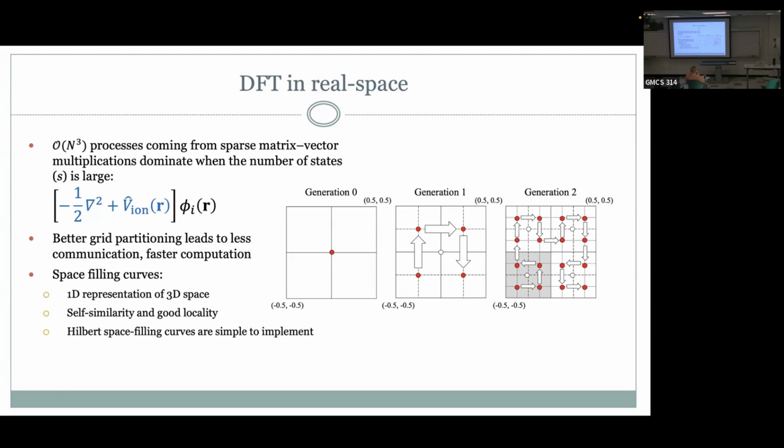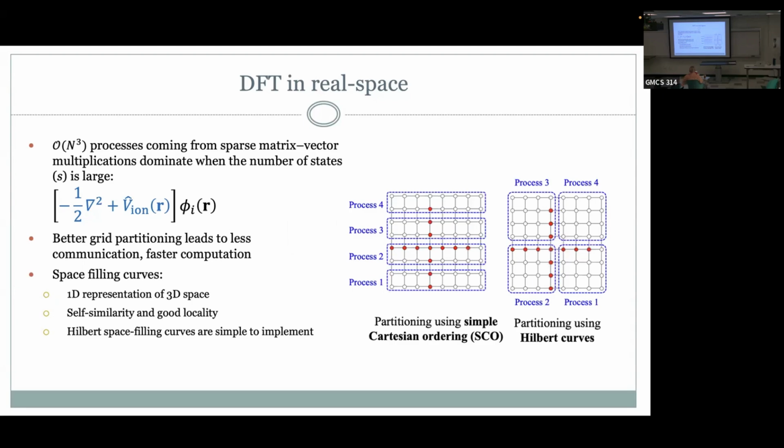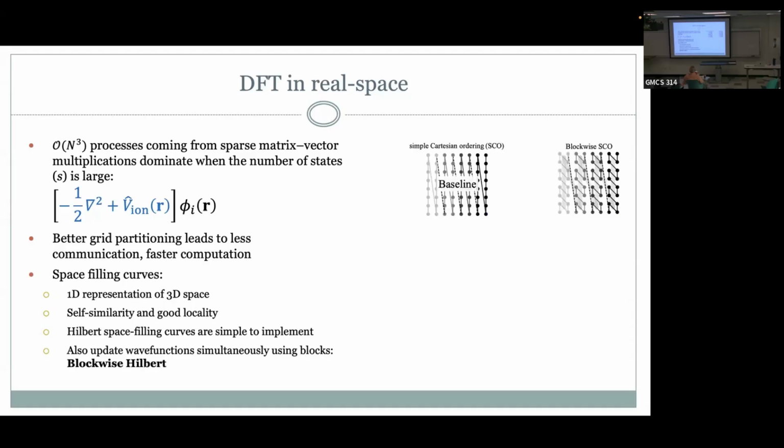So the idea here is you generate these points and then connect them in this systematic way, and you can increase the number of generations and decrease your grid spacing. So you end up with a pretty dense Hilbert space curve that travels all throughout the real space domain, finite domain. So this is better for the load of the different processes as well, compared to Cartesian ordering.